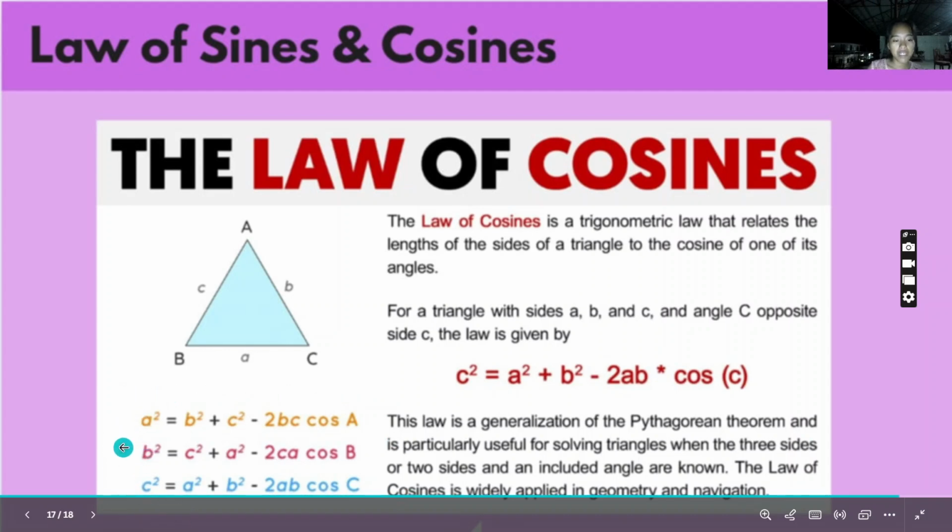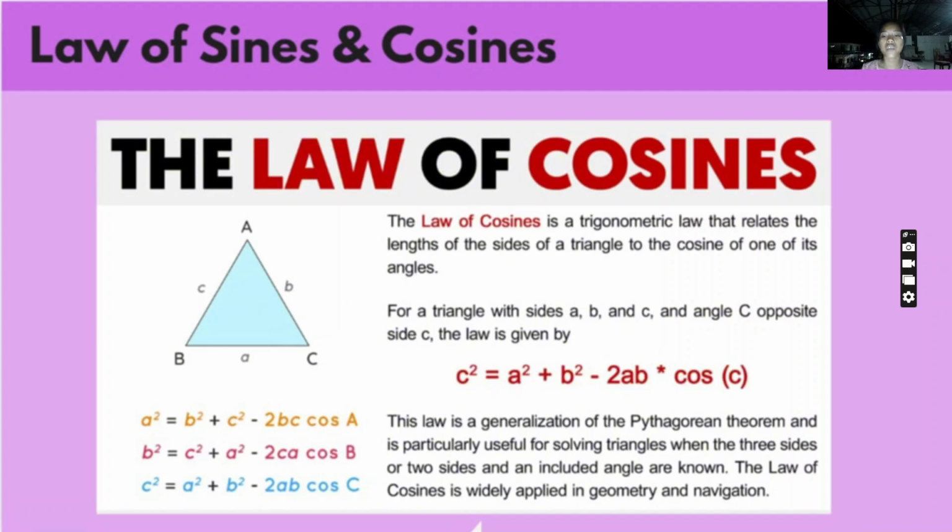We have a squared is equal to b squared plus c squared minus 2bc times cos A. And then b squared is equal to c squared plus a squared minus 2ca times cos B. And then again, if you want to find the side c, we have c squared is equal to a squared plus b squared minus 2ab times cos C. This law is a generalization of the Pythagorean theorem and is particularly useful for solving triangles when three sides or two sides and an included angle are known. The law of cosines is widely applied in geometry and navigation.